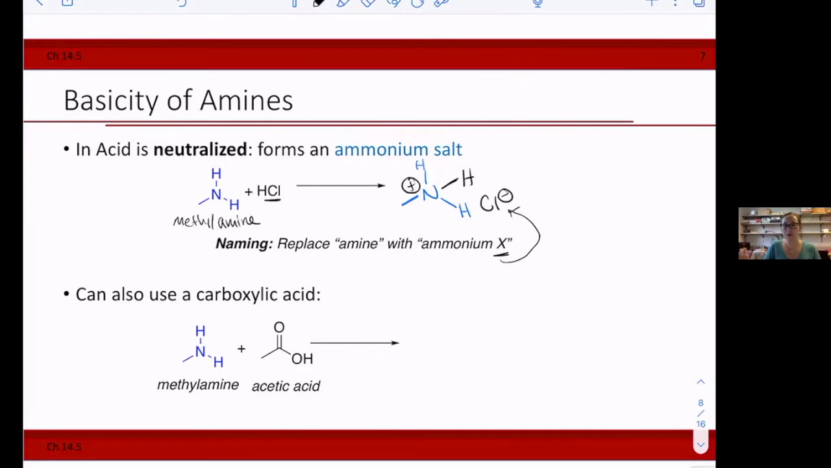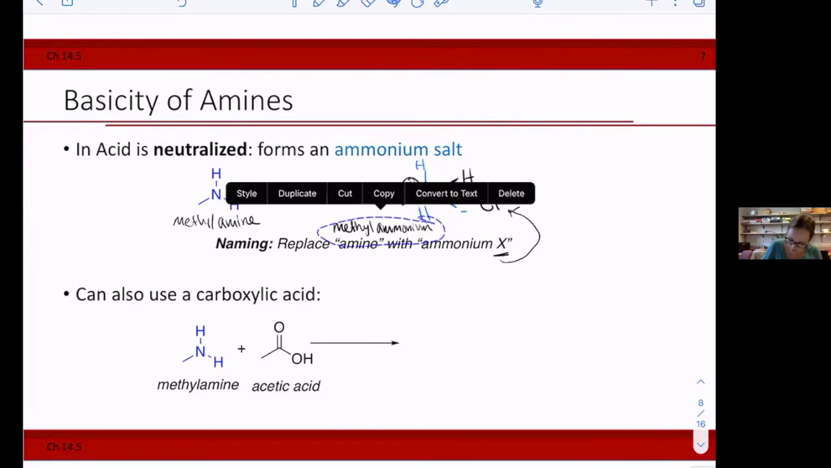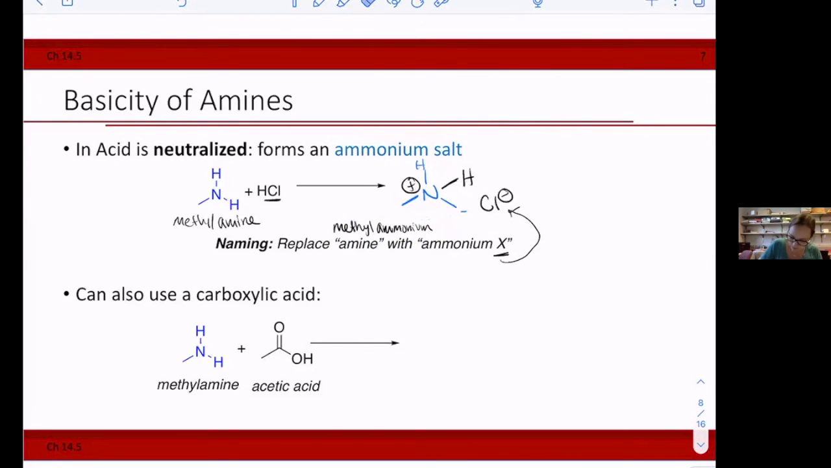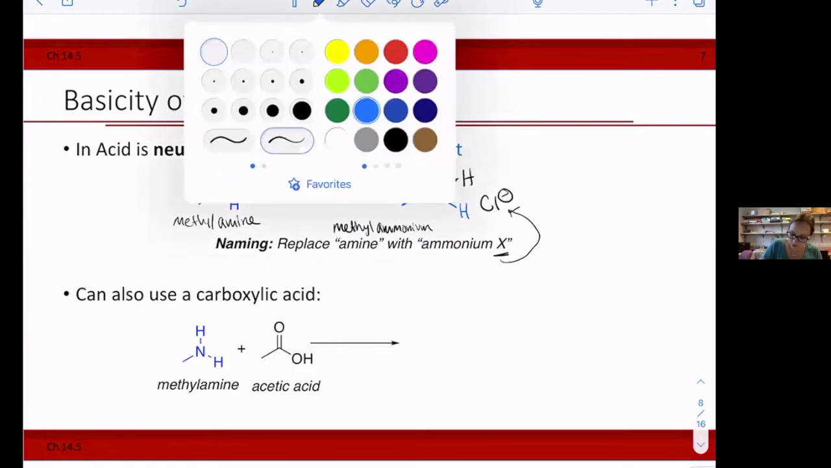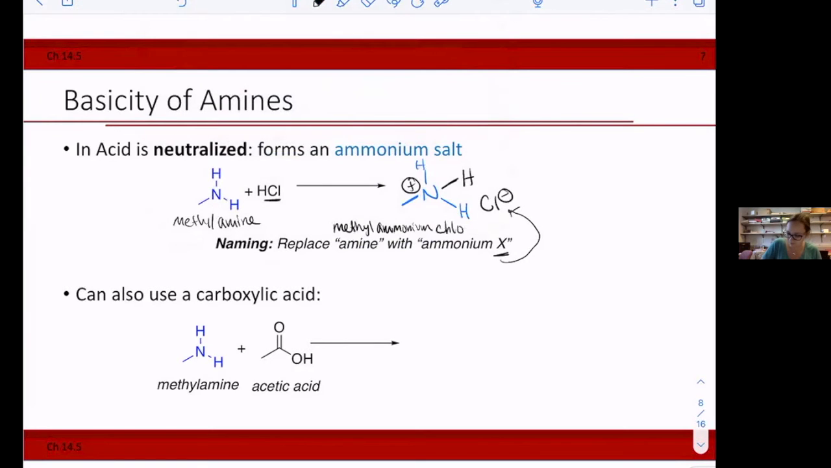So to name the ammonium salt of that, we're going to have methyl ammonium, and then chloride, to show specifically that we had a chlorine as our counter ion.